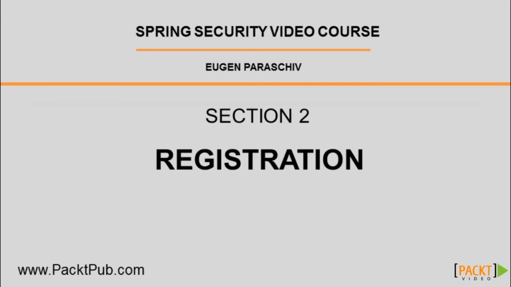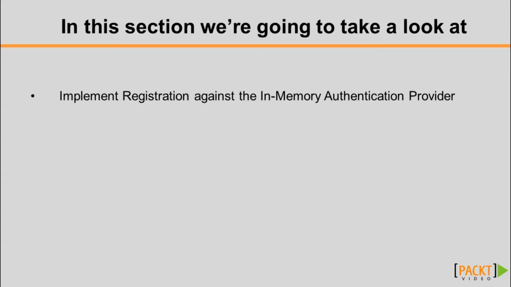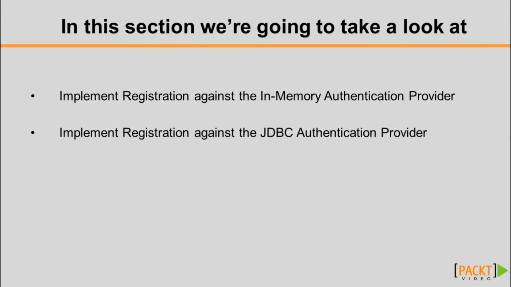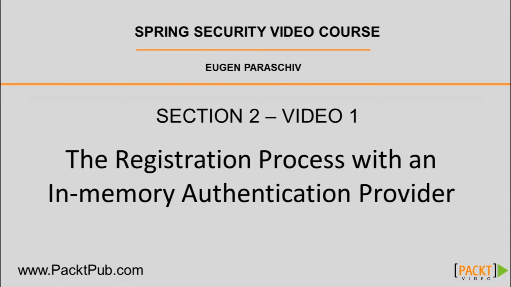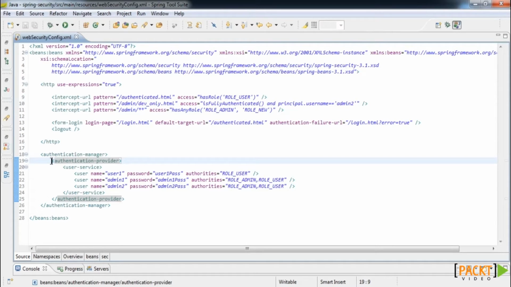In this second section, we will focus on the registration process. First, we will implement registration against the in-memory authentication provider from the previous section. Then, we will implement registration against a JDBC authentication provider. And finally, we will configure JPA with Hibernate, and we will implement the registration process using a custom JPA-based service layer.